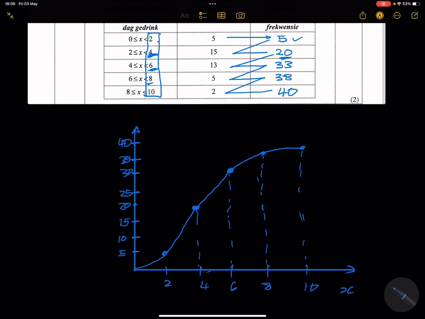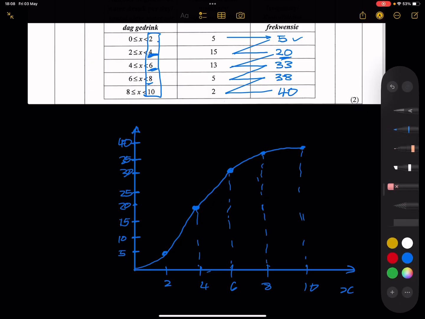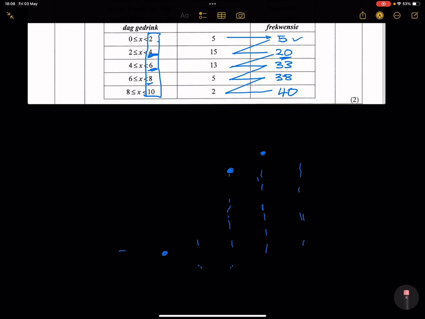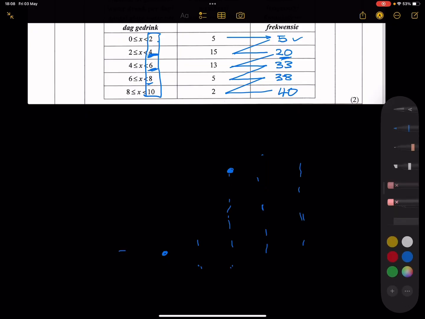But of course, this is not what we were asked. This is me preparing. All right, so let's go on to the questions that we actually have been asked.